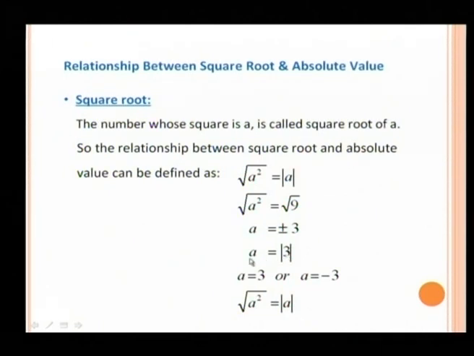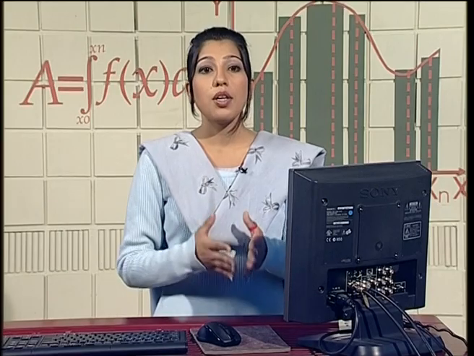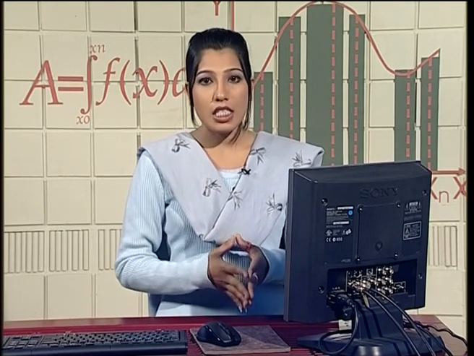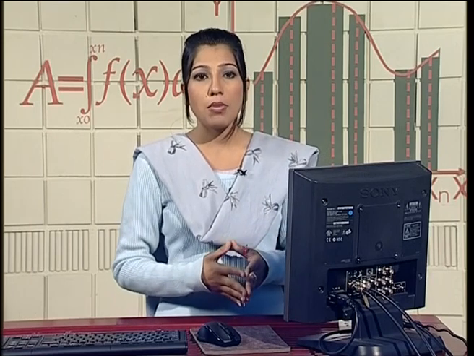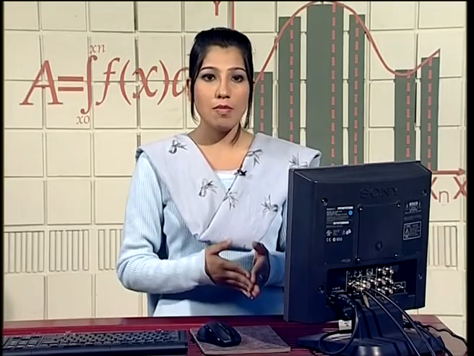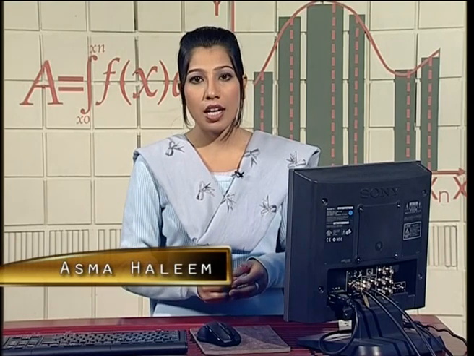So for this case, if a is equal to modulus 3, a would be considered as 3 or a would be considered as minus 3. So in the result we get the same relationship, which is under root a square is equal to modulus a. Now to prove this identity, we can say the two numbers which are plus a and minus a are the square root of a.